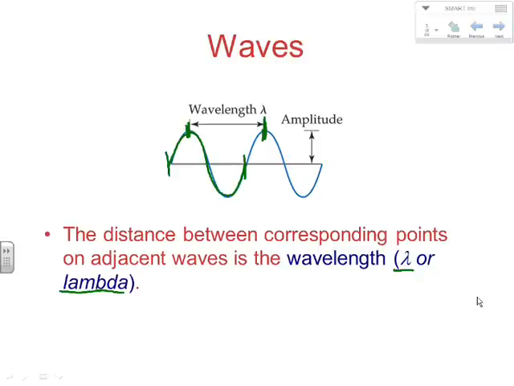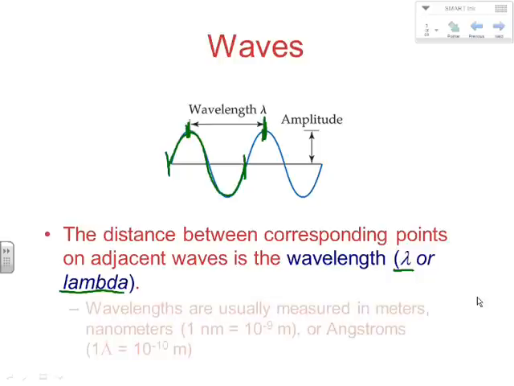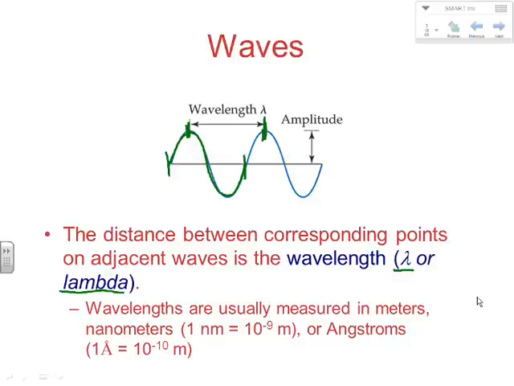Typical lengths would be measured in meters. But often we're dealing with very, very small wavelengths, so you may see things like nanometers, which we'll get into later. Wavelengths are usually measured in meters or nanometers. And a nanometer is 1 times 10 to the negative 9th meters. So nanometers are very small amounts; we're dealing with a billionth when we talk about a nanometer.